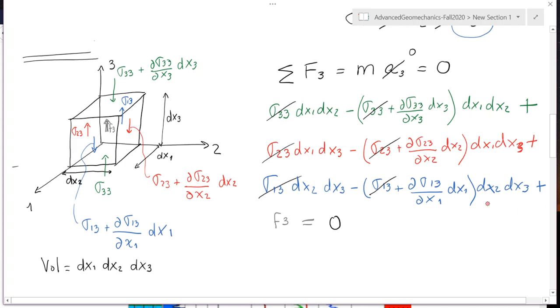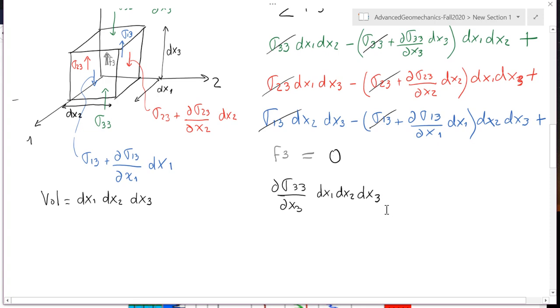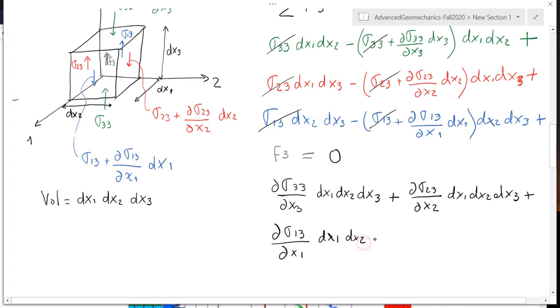dx3, dx1, dx3, and therefore I can write my equation as now just the infinitesimal variations times the volume dx1, dx2, dx3, plus the infinitesimal variation of the shear stress, also times dx1, dx2, dx3, the infinitesimal variation in direction x1 of sigma 1,3, times dx1, dx2, dx3, and that plus the body force F3 should be equal to 0.